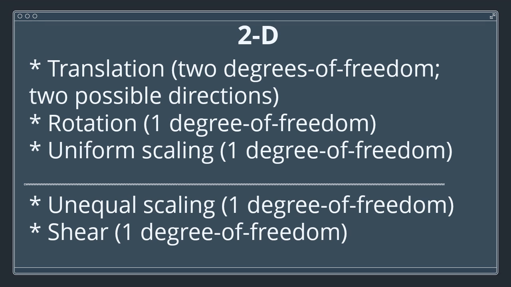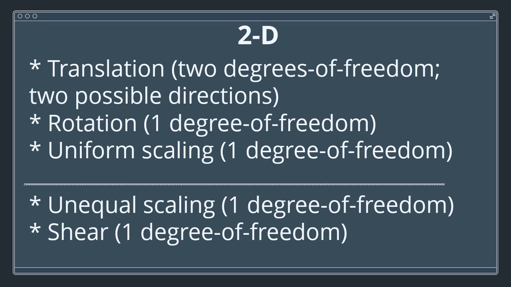So we subdivide our list of effects this way. Translation causes a shift in location for 2D that can happen in two directions. And the rest of the effects I'll identify now have only one degree of freedom. Rotation changes the orientation. Uniform scaling changes the size without affecting the shape. And the affine list is completed by adding the unequal scaling and shear.